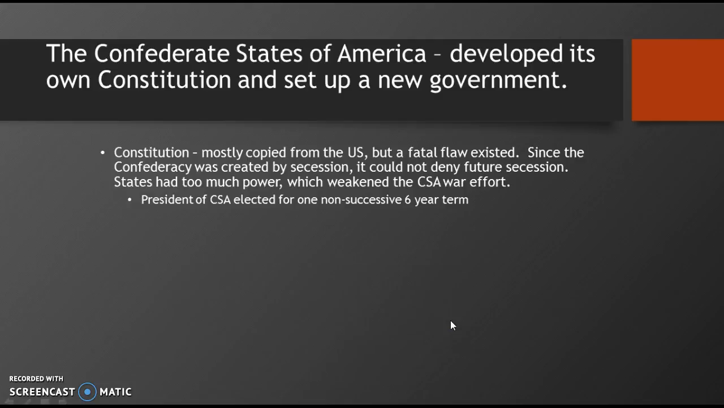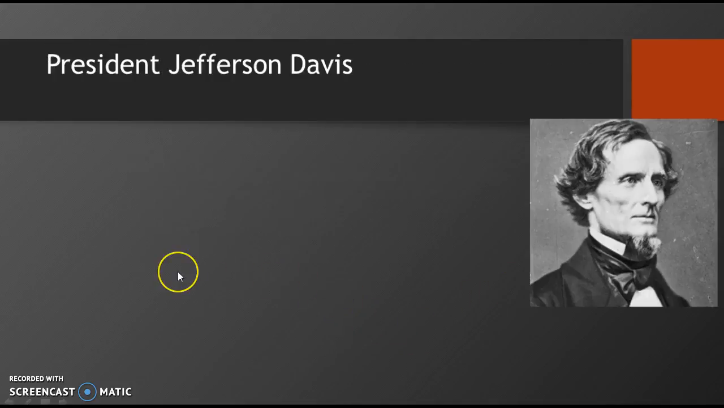The president of the Confederate States, a little different than the president of the United States, was elected for a 6-year term. They could only serve one term, and that was a 6-year term. Congress could not raise protective tariffs. Remember, the tariff was a major issue. They can't have one. States' rights is guaranteed, and so is slavery, in their Constitution.